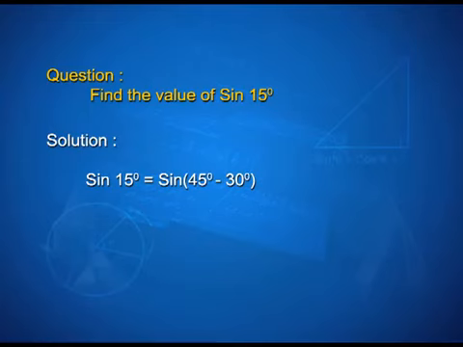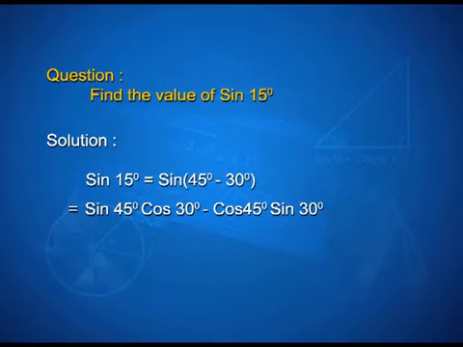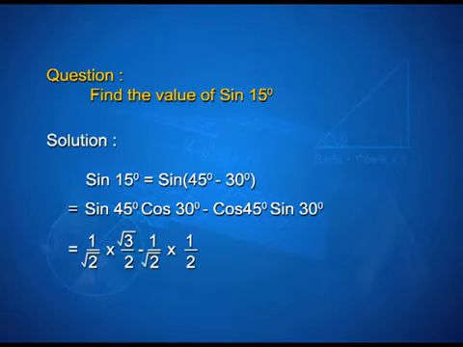So, we could write this as sin 45 degrees into cos 30 degrees minus cos 45 degrees into sin 30 degrees. As we already know the values of these angles, we could express as 1 upon root 2 into root 3 upon 2 minus 1 upon root 2 into 1 upon 2, which on simplification gives root 3 minus 1 upon 2 root 2. One more example we will take here.